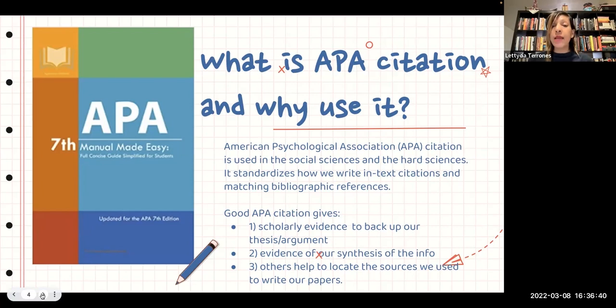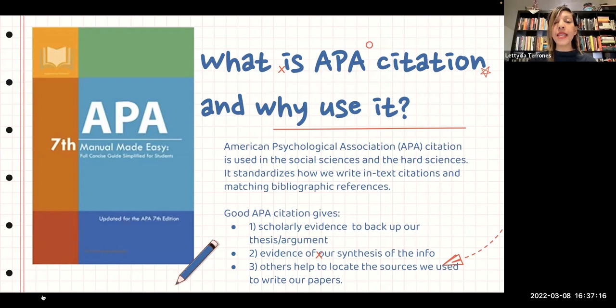But the reason why APA citation is good is because it provides evidence that backs up the argument you're trying to make in your paper. It also gives evidence to the person that is reading your paper that you're understanding and synthesizing the information. You're becoming a scholar, and the way you prove it is through the papers and how you cite. And then finally, because you are a research detective when you're writing a paper, you're giving the reader some leads for how to track down the things that you quoted or cited.